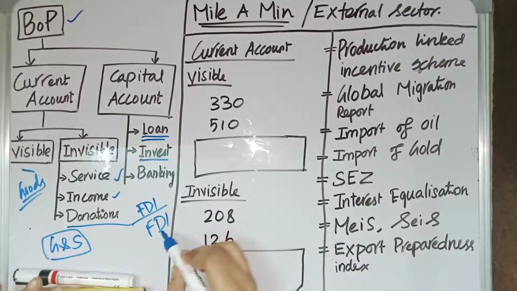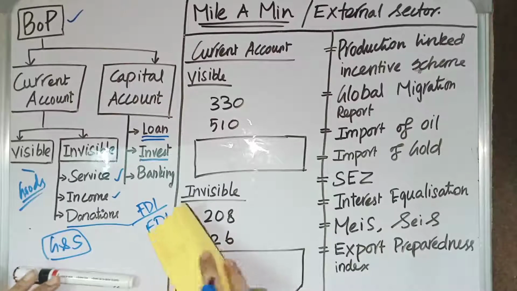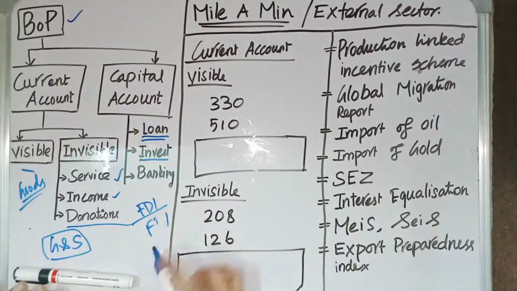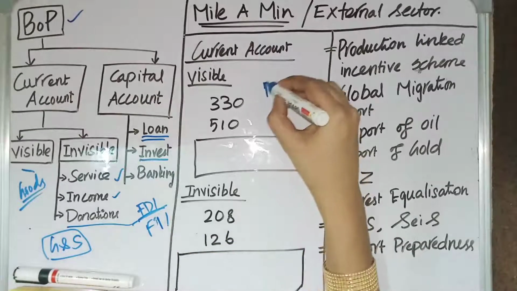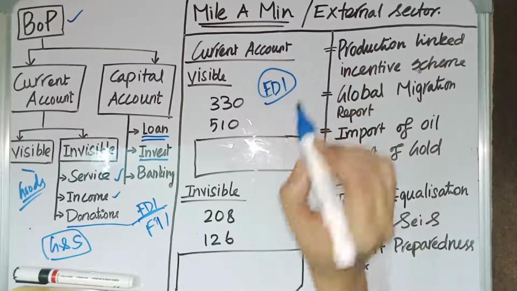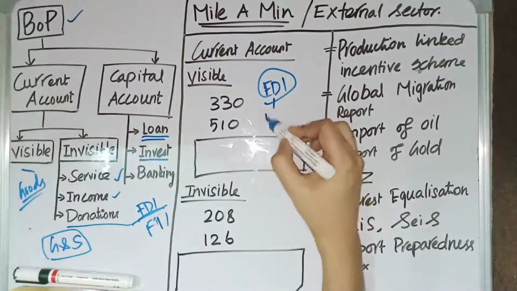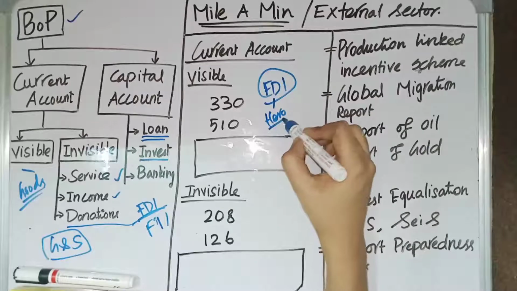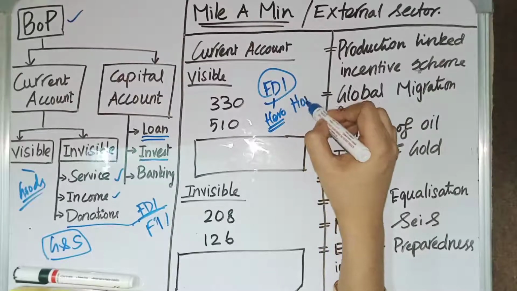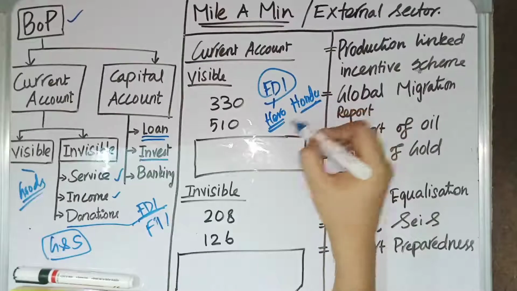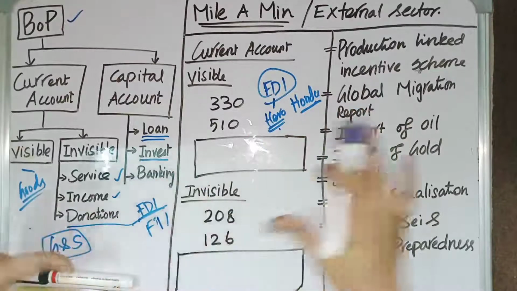One is FDI and another one is FII. FDI is foreign direct investment and FII is foreign institutional investment. FDI means a foreign company coming and directly investing in an Indian company. In FDI, the foreign company will invest in an Indian company directly. Example, we can say Hero Honda. In Hero Honda, Hero is an Indian company, whereas Honda is a foreign company. This Honda company directly invested in the Indian company Hero and formed the Hero Honda company.